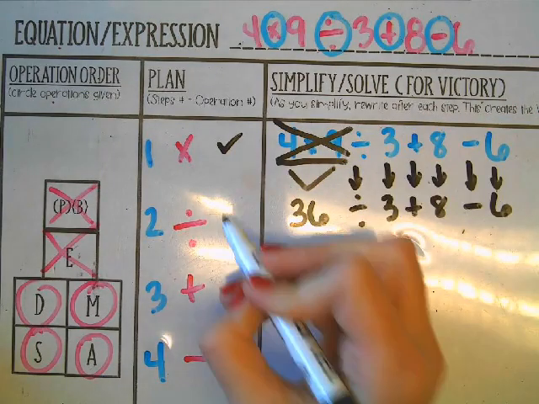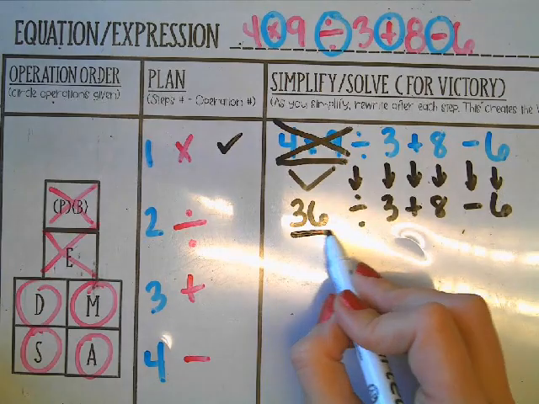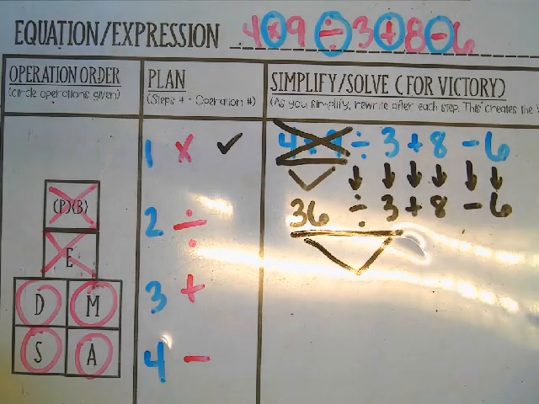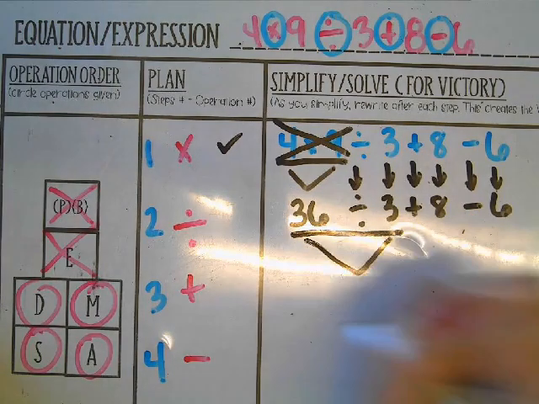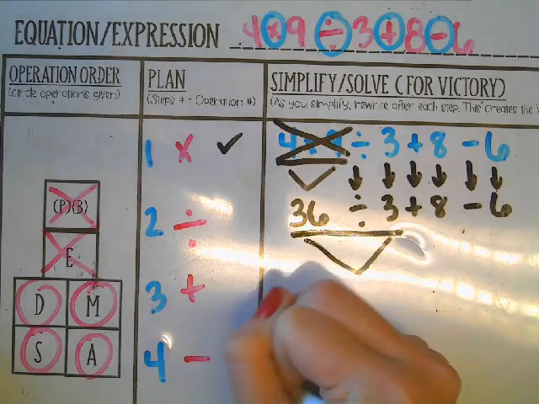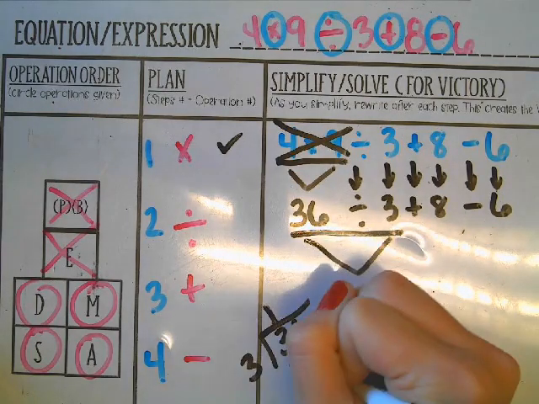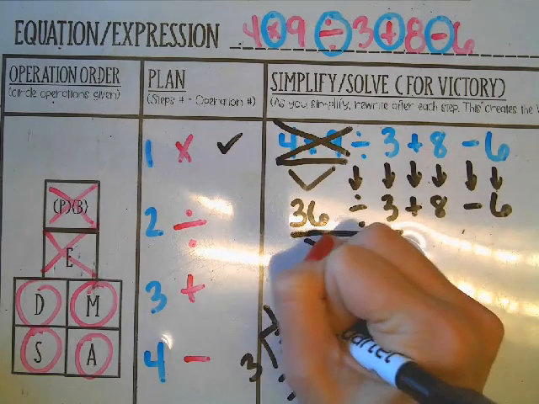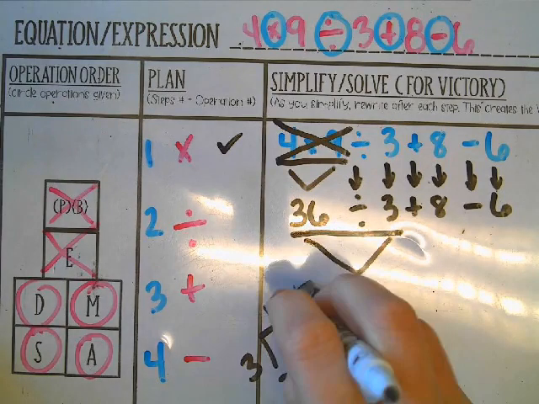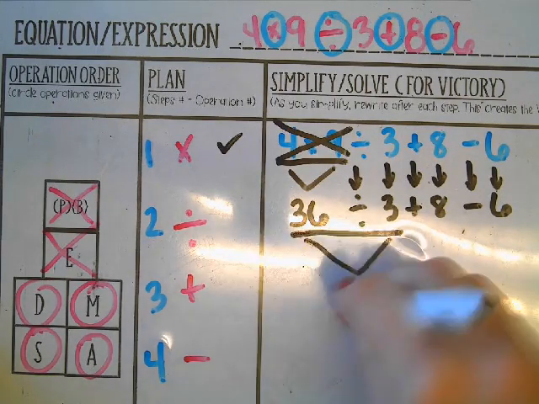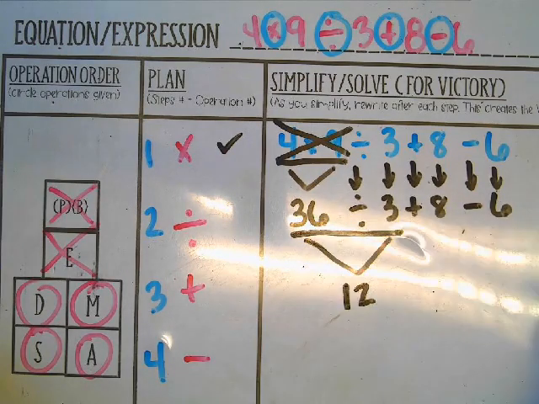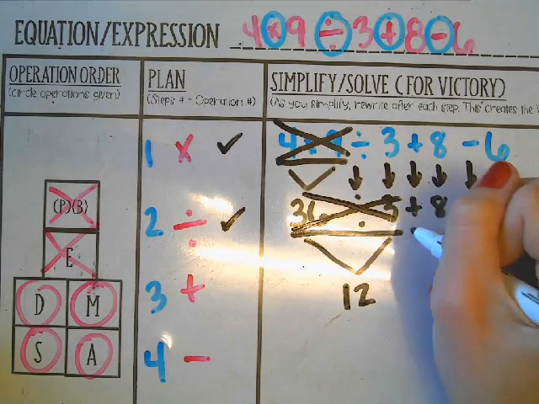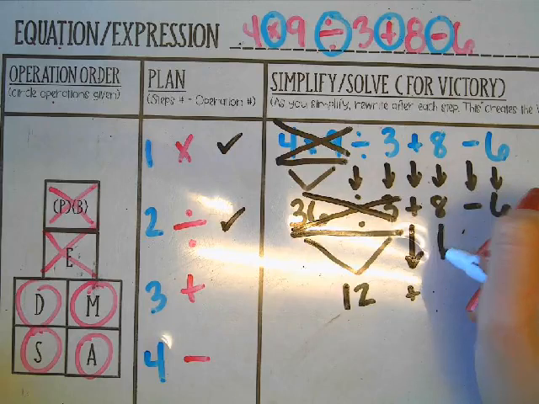Next thing we're going to do is divide. So let's find the division problem, and it's right here: 36 divided by 3. If you don't know what 36 divided by 3 is, you can always work it out. 3 goes into 3 one time. 1 times 3 is 3. 3 minus 3 is 0. Bring down the 6, and it is 12. Hopefully you knew that fact anyways, but 3 goes into 36 12 times. So I'm going to write 12 right here, mark it out because I'm finished with it, and check it off my list. Bring everything back down.